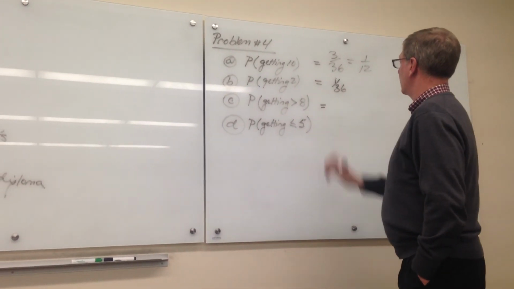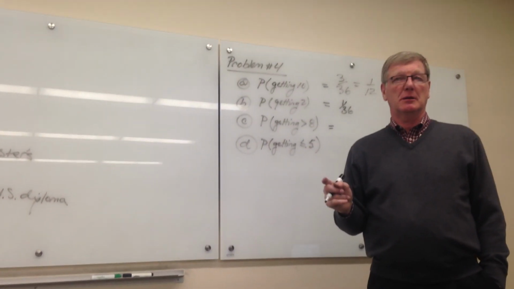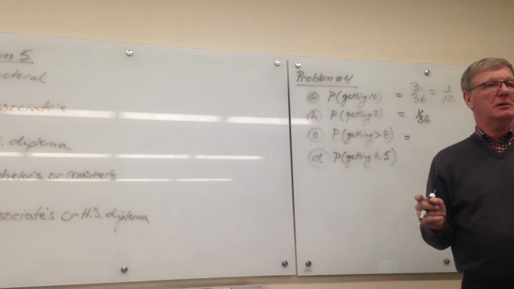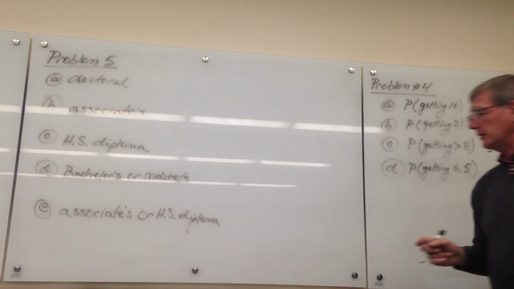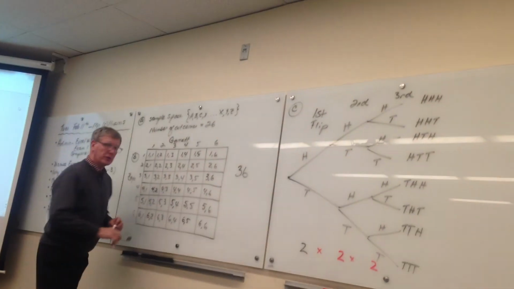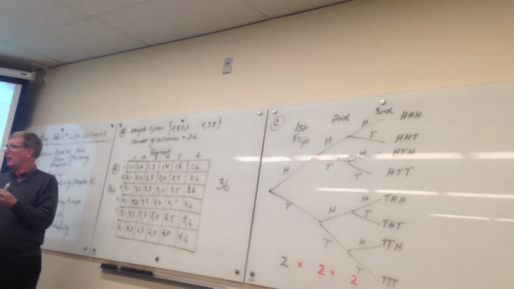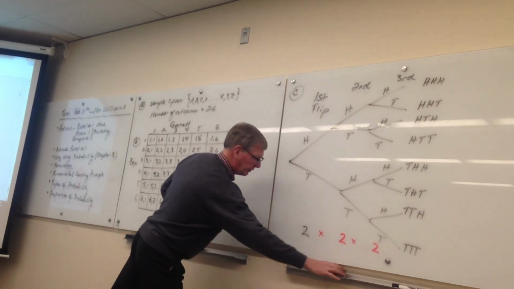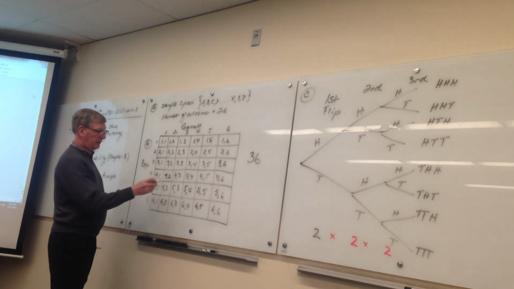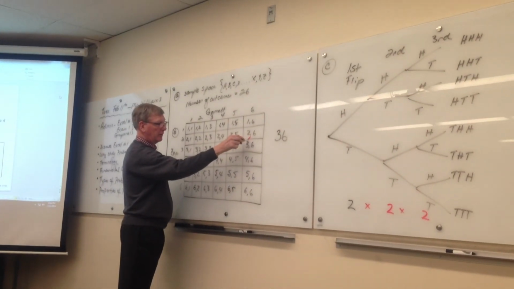And how about getting a number greater than 8? How many different ways? Chase, how many? 13, okay, so show me. Greater than 8, which means I have to get what? 9, 10, 11, 12. You know, there is some pattern to this thing. Greater than 8 means 9, 10, 11, 12. So where is that greater than 8? Here's the 9.